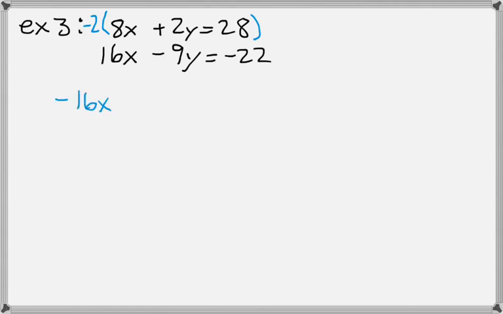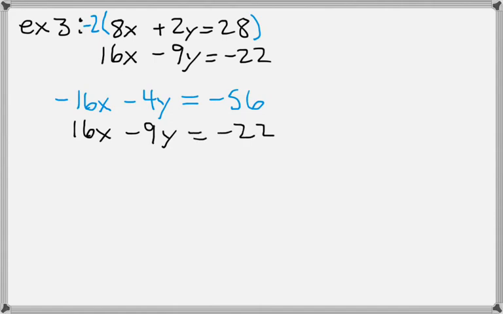Negative 2 times 2y gives us a negative 4y. And negative 2 times 28 gives us a negative 56. We did not touch the second equation, so we're just going to copy it down. 16x minus 9y is equal to negative 22. So step 1 and step 2 we have complete. Step 3 was to add these two equations together.